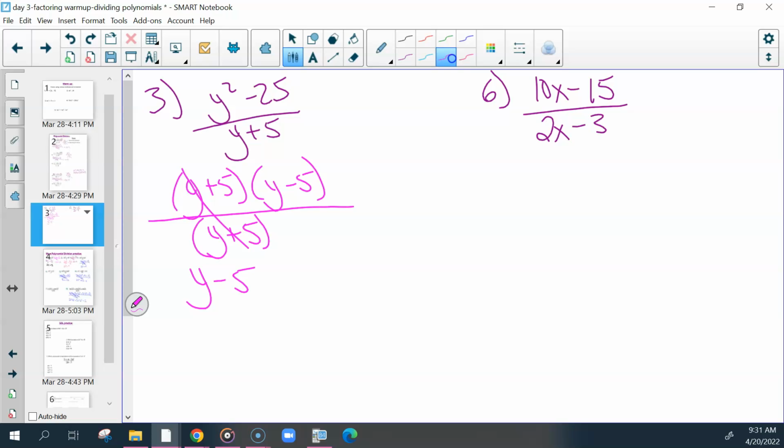For 6, how could we factor the numerator? We could take out a 5. If there are 2 terms, it's only one of 2 choices, GCF or difference of squares. It's not squared, so it's not difference of squares, but we can factor out a 5. Now this is different than what we were doing before because the factors have changed, but we still have like factors we can cancel, so our final answer would just be 5.